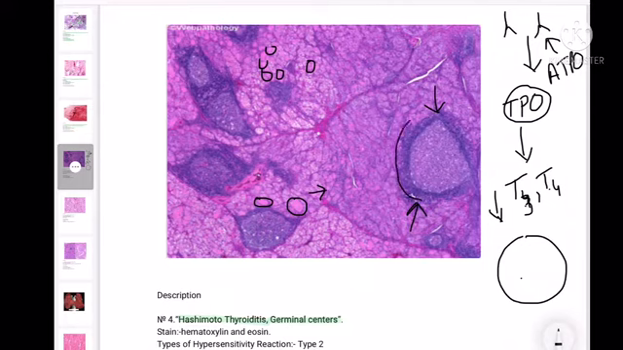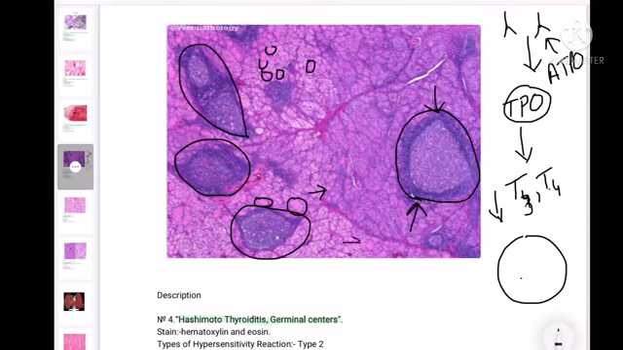So what are these? These are the germinal centers, meaning aggregations of lymphocytes. This is also a germinal center. So whenever you see germinal centers in these small follicles, you must think about Hashimoto thyroiditis. Which type of hypersensitivity reaction is it where antibodies are formed? This is a type 2 hypersensitivity reaction. The staining is H&E. It's a type 2 hypersensitivity reaction and the organ is the thyroid gland.